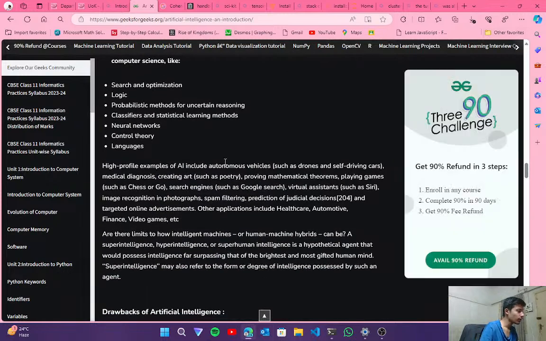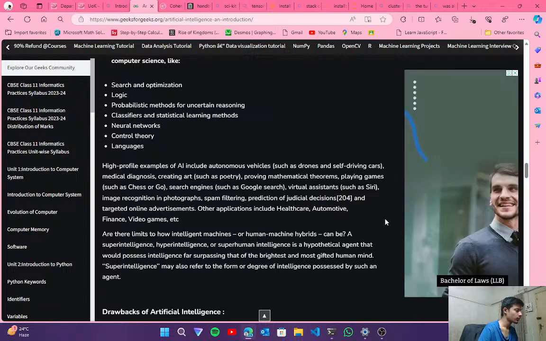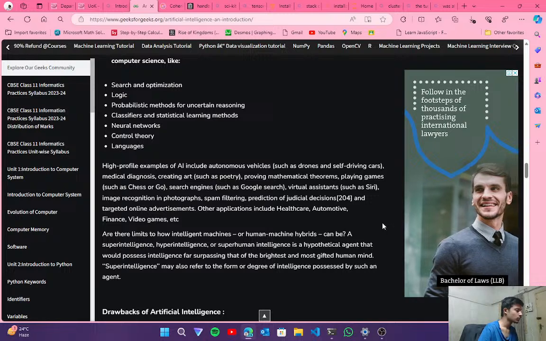High profile examples of AI include autonomous vehicles such as drones and self-driving cars, medical diagnosis, creating art such as poetry, proving mathematical theorems, playing games such as chess or Go. What is Go? Search engines such as Google Search, virtual assistants such as Siri, image recognition in photographs, spam filtering, prediction of judicial decisions, and okay, so this is something important, and targeted online advertisements. Other applications include healthcare, automotive, finance, video games, etc.